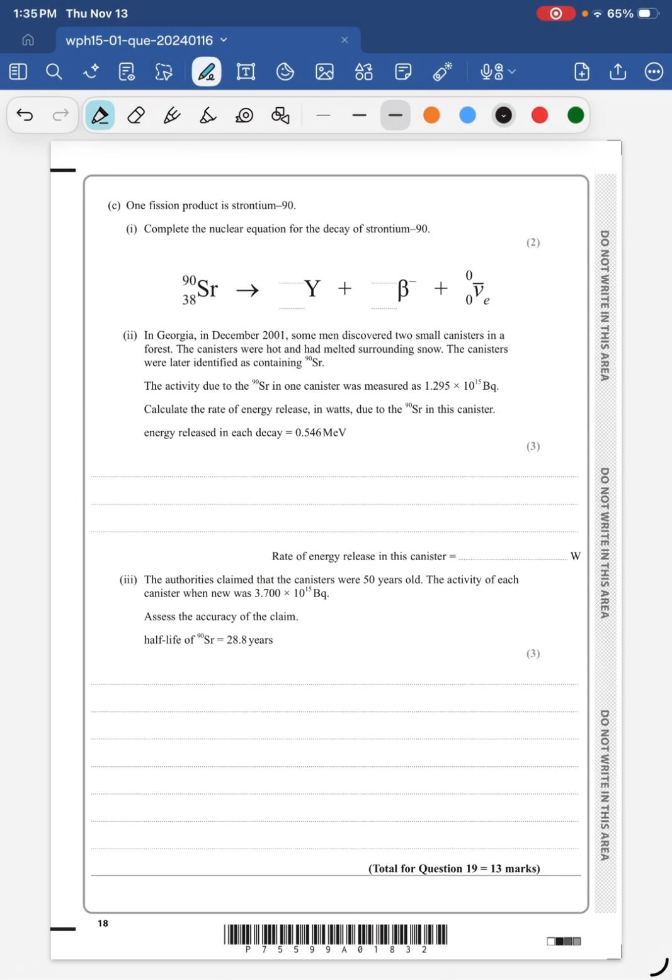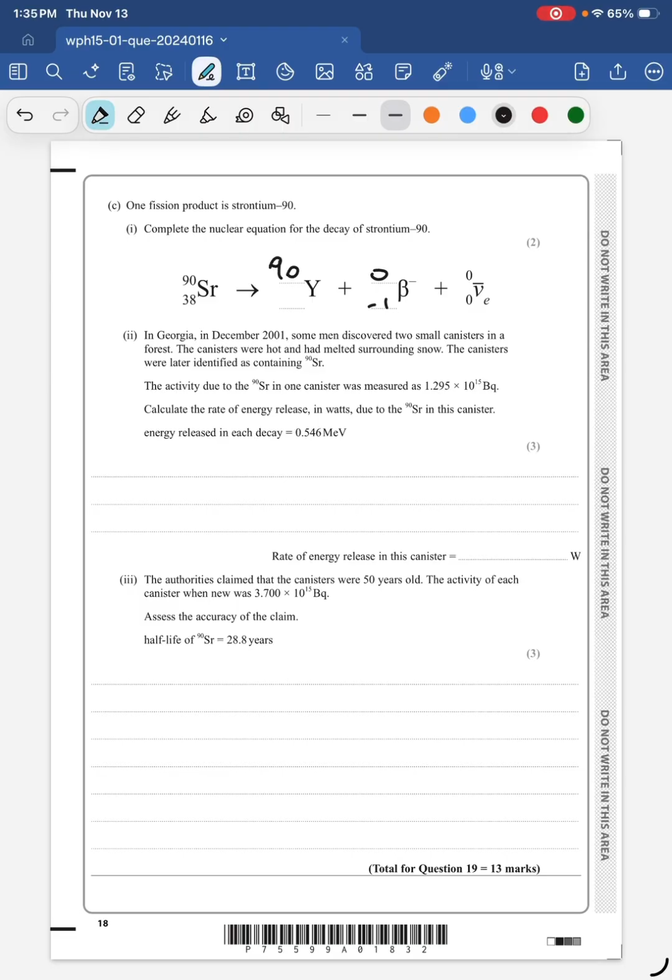Part C. One fission product is strontium-90. Complete the nuclear equation for the decay of strontium-90. Actually, it's the beta decay. I don't know why they didn't say that. So, okay, we have 38. The beta particle has a charge of -1 and a mass number of 0, and the neutrino has 0 mass and 0 charge. So the nucleus Y has to have 90 protons and neutrons.